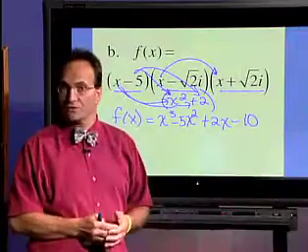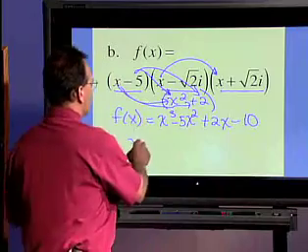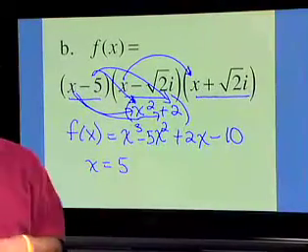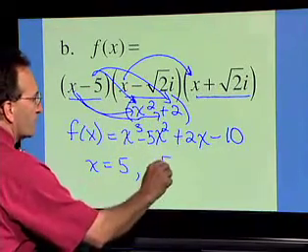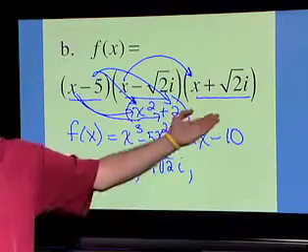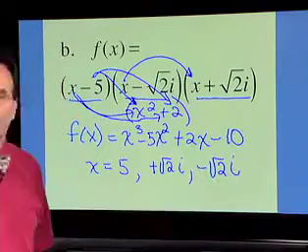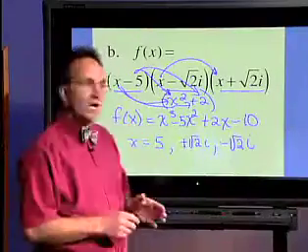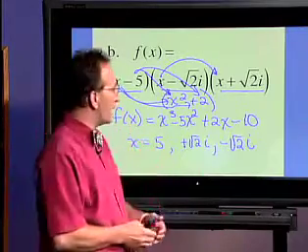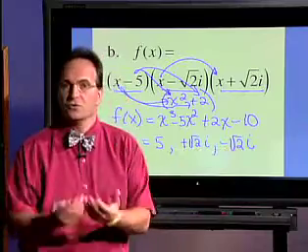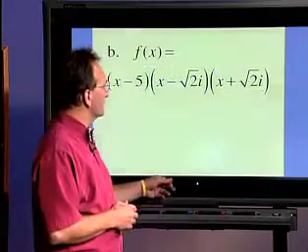Well, what about the zeros of this function? The zeros are, of course, from here, x equals 5, from the first factor. What about this one? This would give us plus the square root of 2i. And the third factor would give us the negative square root of 2i. In this particular case, we know that x equals 5 gives us an x-intercept, whereas these numbers, which are imaginary, do not yield an x-intercept. All right, let's go on to part C.